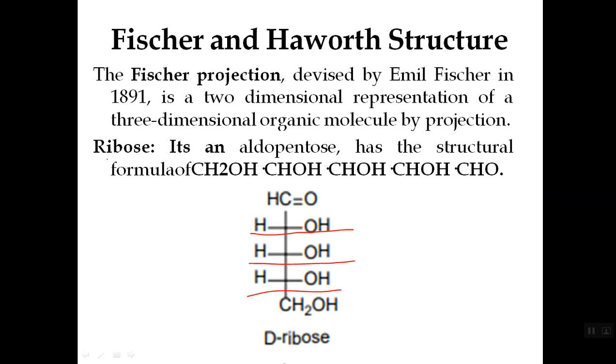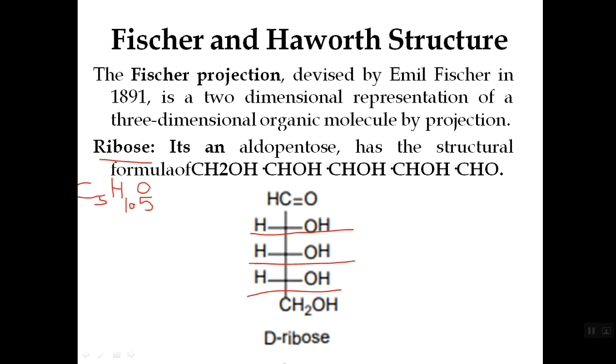First we'll take up the Fischer projection of an aldose pentose, that is ribose. This ribose has the formula C5H10O5. This ribose is very important in the structure of DNA and RNA.